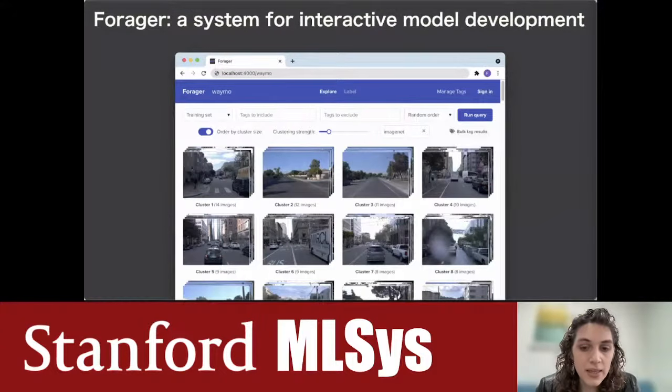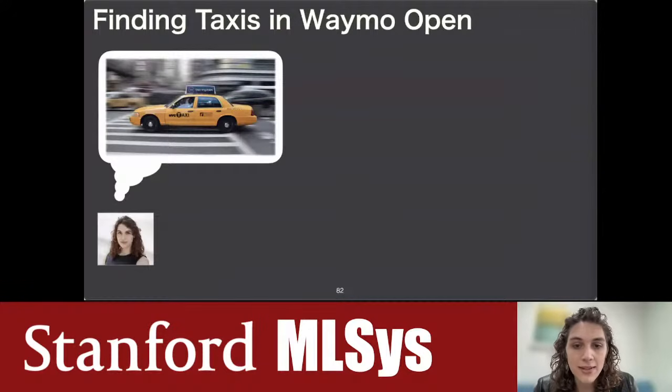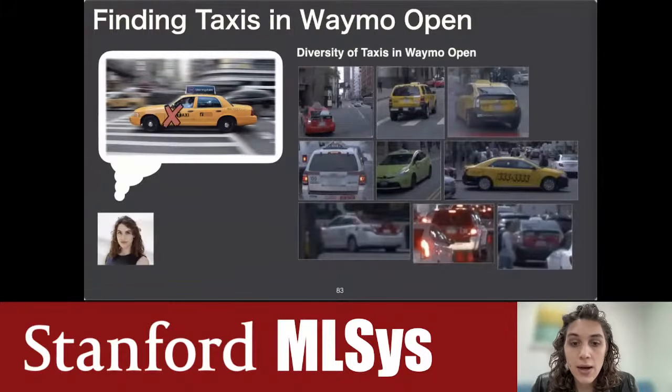Well, if you're like me, then your first thought would be that you would be looking for the classic yellow New York taxi cab, right? That's the platonic ideal of a taxi cab. But when I actually started looking at images from Waymo, what you end up seeing is that there's actually a pretty broad set of vehicles which count as taxis.